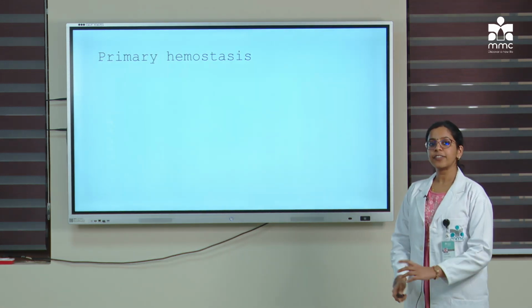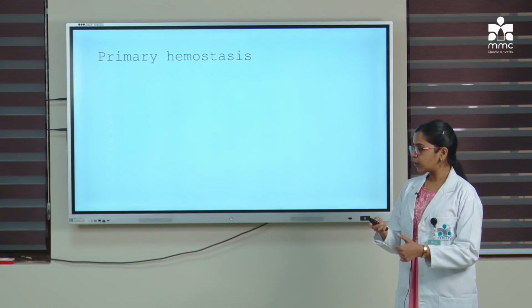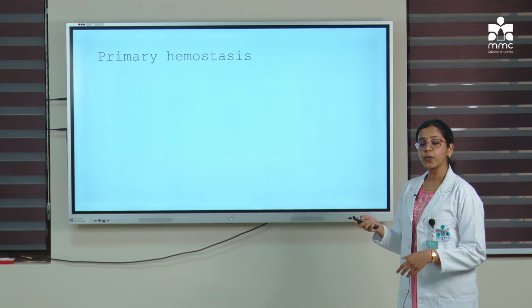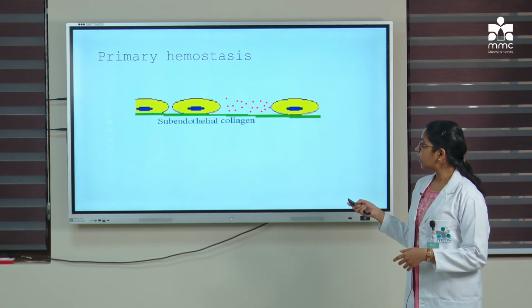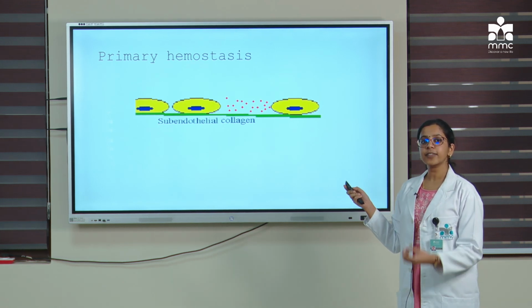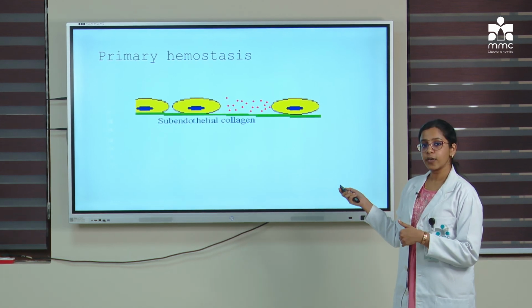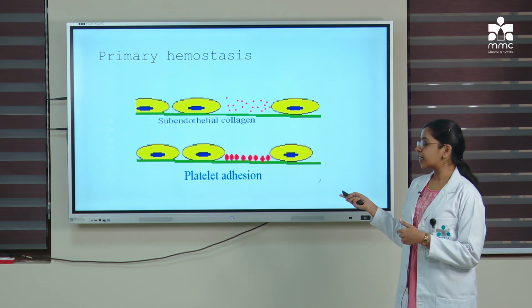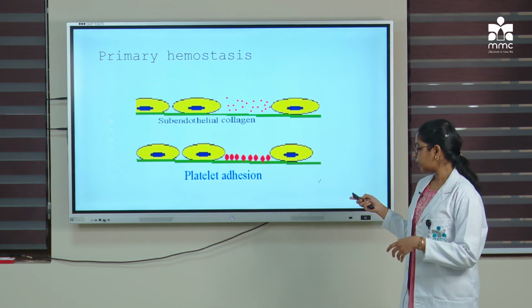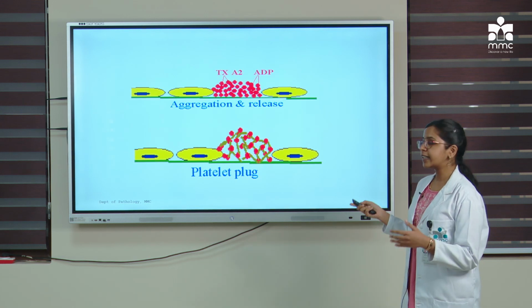Once we have finished vasoconstriction, which is the first mechanism of hemostasis, following that the second one is primary hemostasis or hemostatic plug formation, which is also called platelet plug. The first step is exposure of endothelial collagen. Whenever there is a vascular injury or endothelial damage, there is going to be exposure of the subendothelial collagen. This is going to result in platelet adhesion. Along with the platelet adhesion, the next very important step is platelet activation.